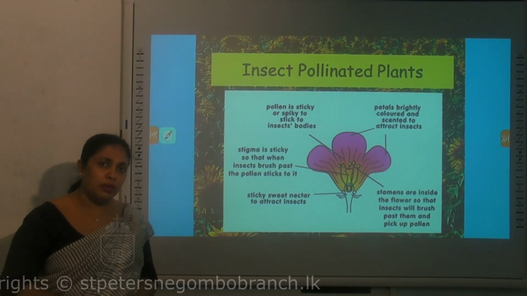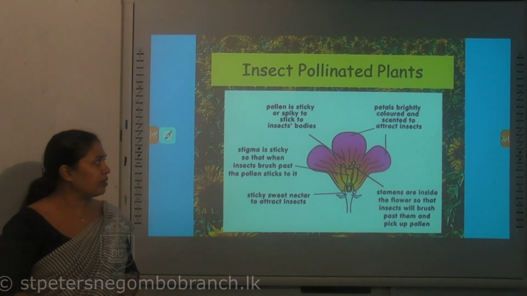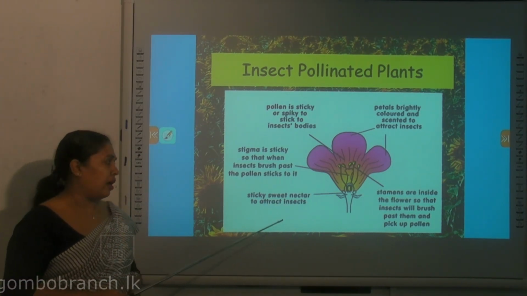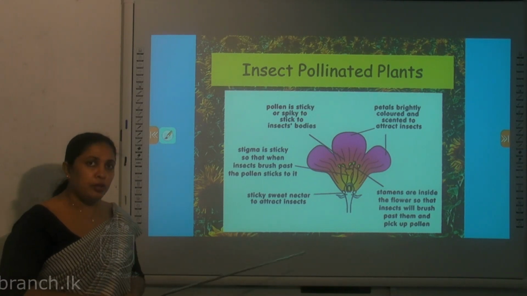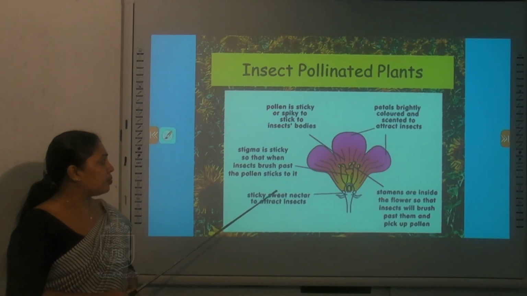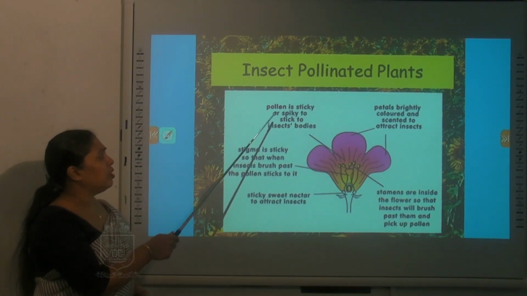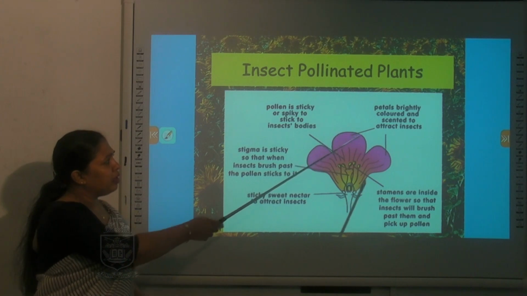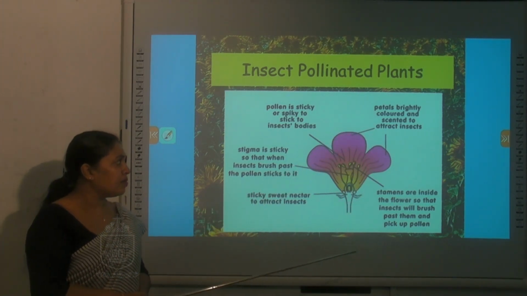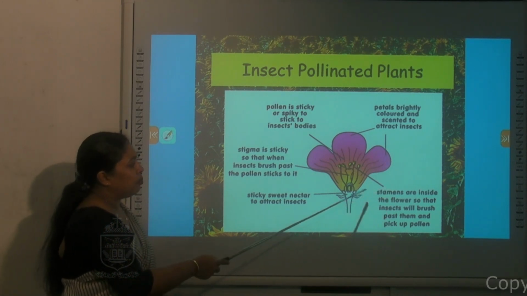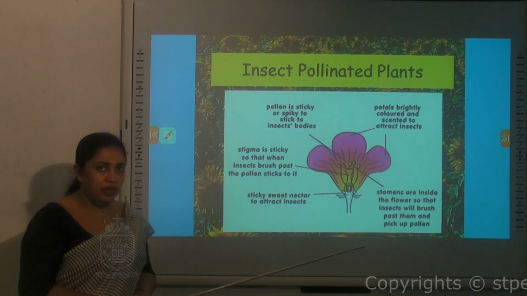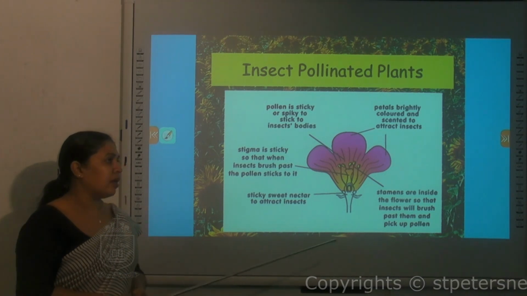There are some features in insect pollinated flowers. They have sweet nectar and scent to attract insects, the stigma is sticky, the pollen is sticky or spiky, and the petals are brightly colored to attract the insects. Also the stamens are inside the flower, because the insect usually goes inside and then the pollen grains come onto its body.